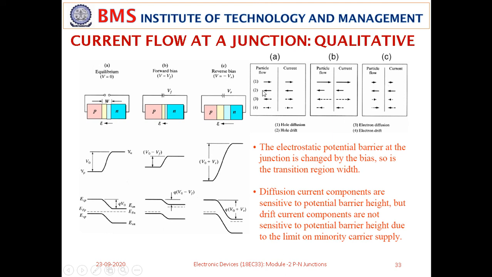Likewise, you can also analyze the second one here. This indicates hole drift current, which flows from N to P because of the electric field. Under forward bias, hole drift current is medium range, and in the reverse bias it is the same because this is due to the minority carriers. The last two rows indicate electron diffusion and electron drift under different conditions. I think with that we will stop at this point.